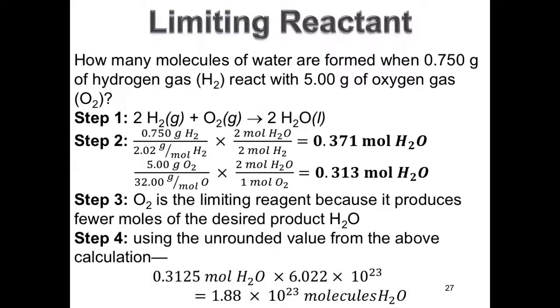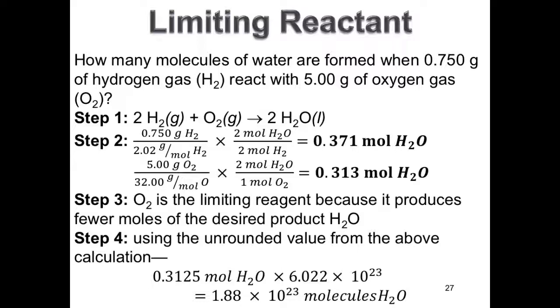5 grams of O2 divided by 32 grams per mole times 2 moles of water per 1 mole of oxygen gives 0.313 moles of water, which is less than 0.371. Therefore, oxygen is the limiting reagent.